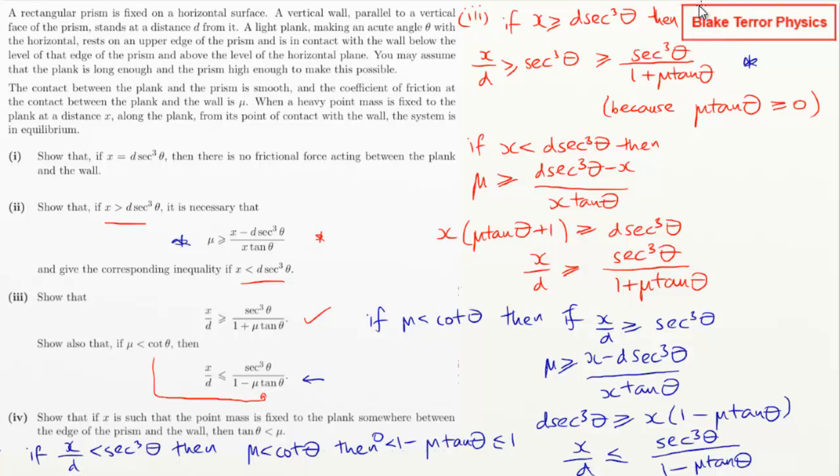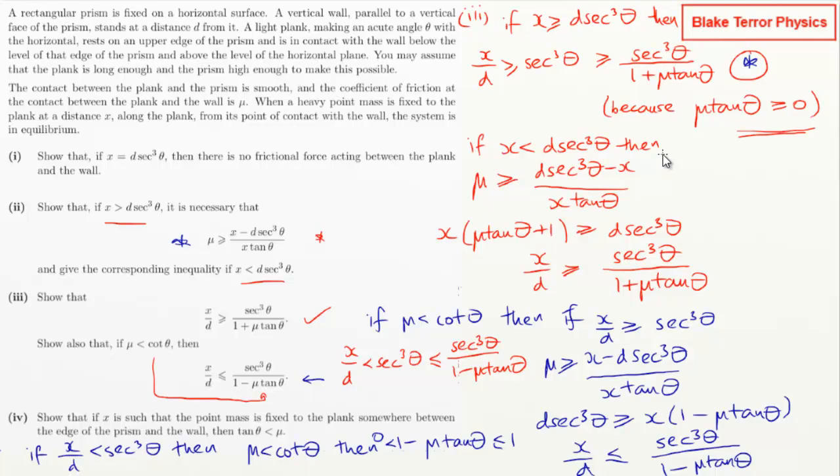I just don't really know where to write it. So, right, let's do it in, I'll change color again, write it in here. So I'm saying x over d is less than sec cubed theta, which is less than or equal to sec cubed theta over 1 minus mu tan theta, because 1 minus mu tan theta is between 0 and 1. So it's exactly the same argument as I had for this earlier part. You just see that matching up.